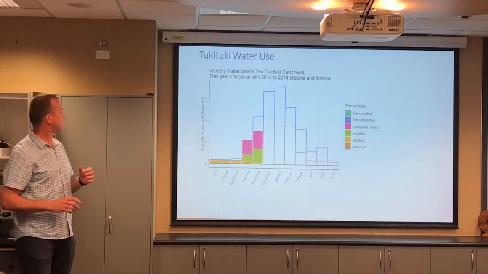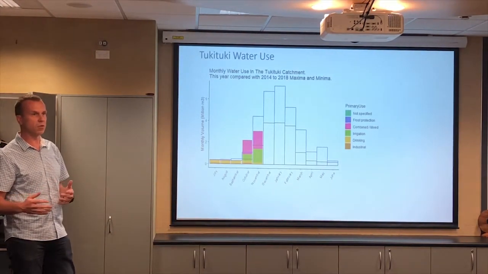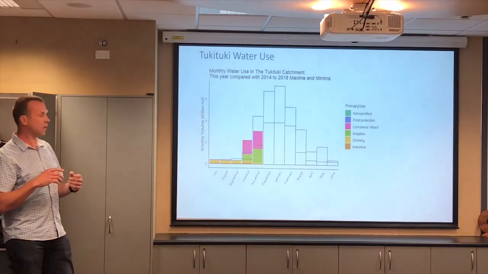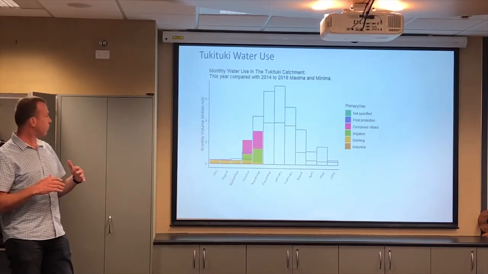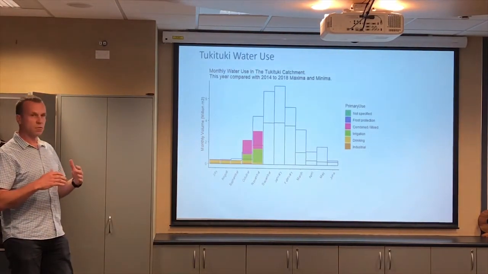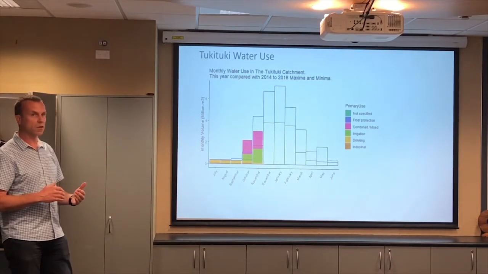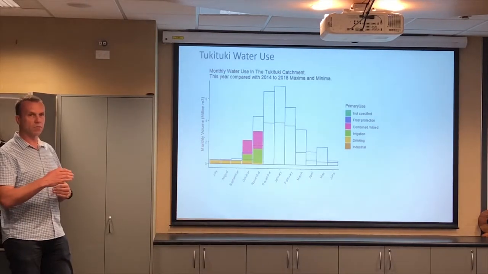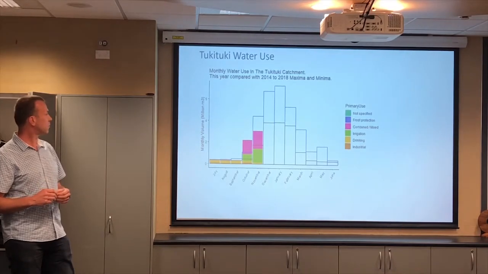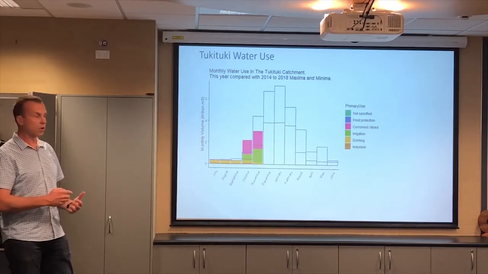Looking at the Tukituki, this is attempting to compare what we've seen this year with what we've seen in the previous four. The blue bars are the maximum that we've seen in the last 4 years, the black are the minimum, and the coloured bars are what we've seen so far this year. You can see October was higher than we've seen previously, but still less than we've seen so far with November, and we're also missing a little bit of data for November, so that bar is going to increase slightly, but we won't expect it to increase much. And over time, we're expecting to see more take during December, January, assuming it fits within the normal bell curve.